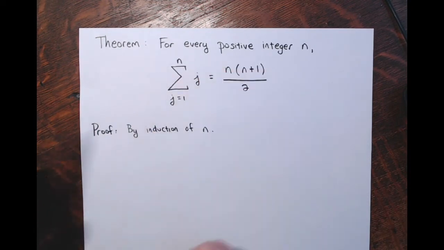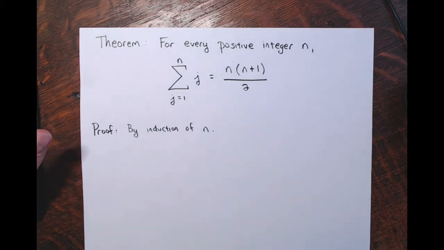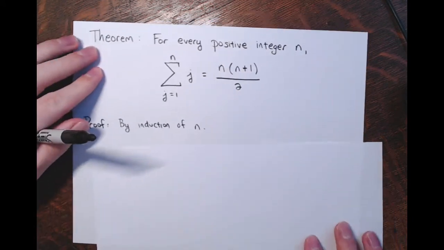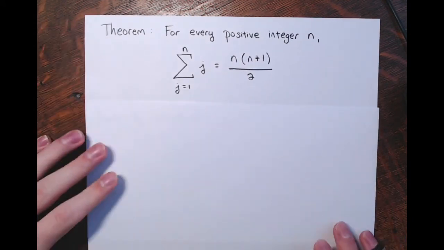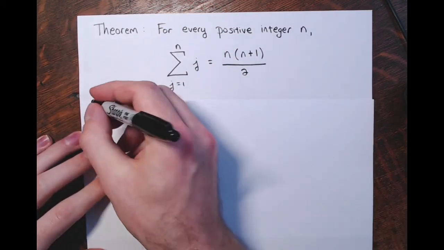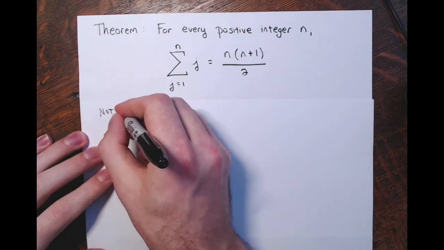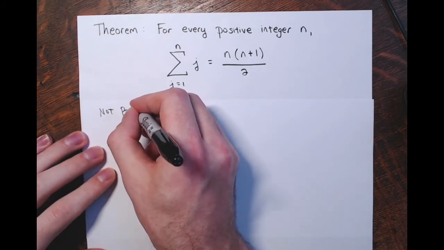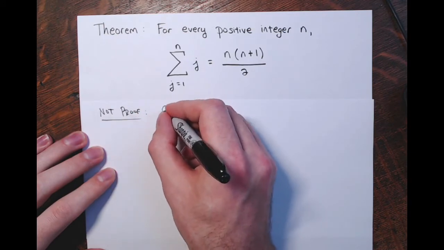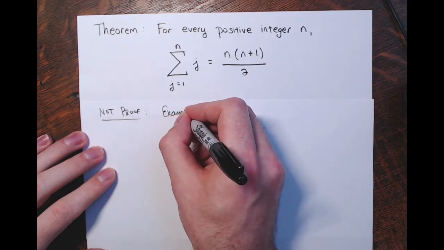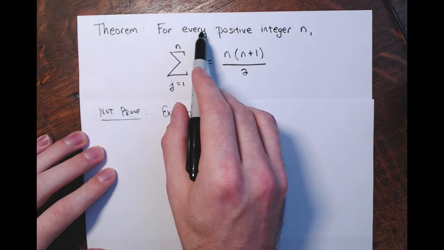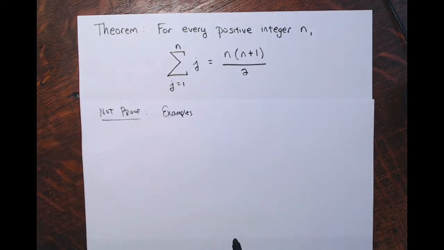Now you could go through and start looking at, when n equals 1, is it true? When n equals 2, is it true? And I'll do that on some separate paper. You can go through some examples and see if you actually believe this. So this is not the proof. These are just examples. Remember, a few examples does not prove a universal statement.